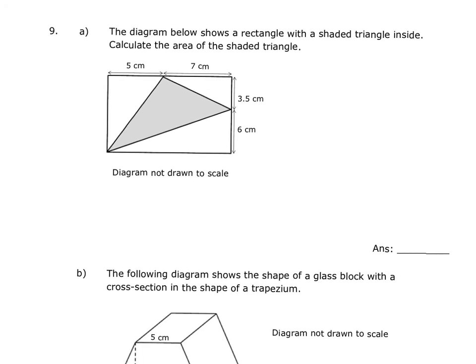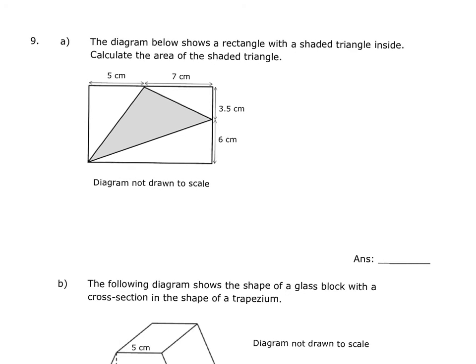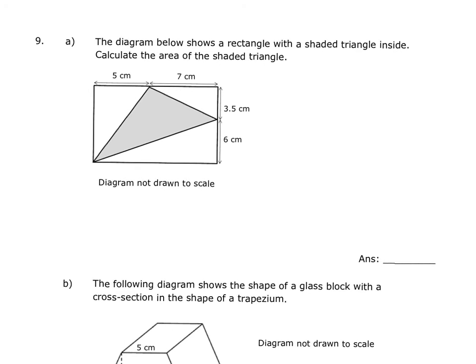9. The diagram below shows a rectangle with a shaded triangle inside. Calculate the area of the shaded triangle. Okay. So to find the area of the shaded triangle. For a triangle, we use base times perpendicular height on 2. But for the shaded triangle, we don't know the base. We don't know the perpendicular height. So what do we have to do?